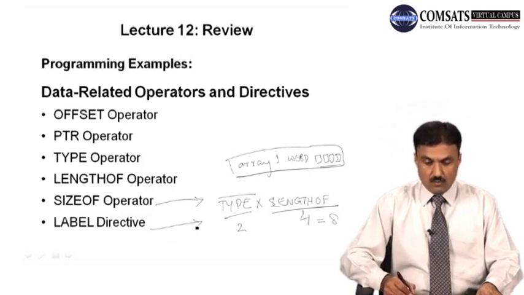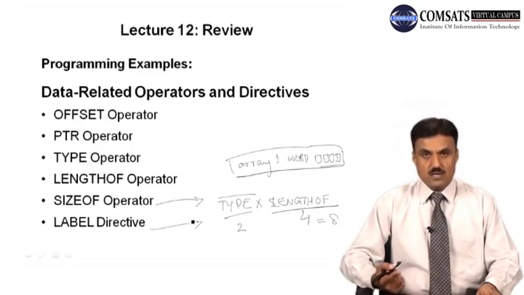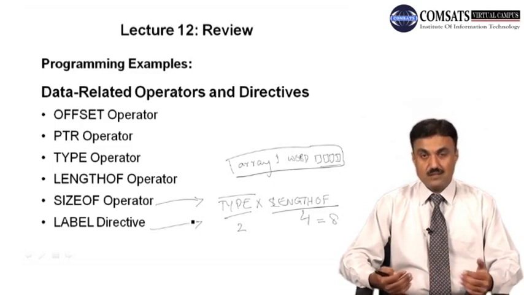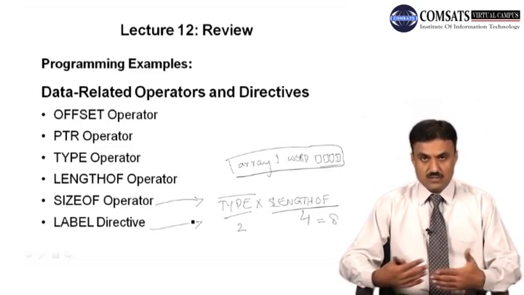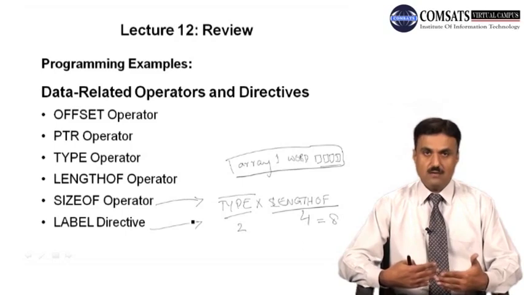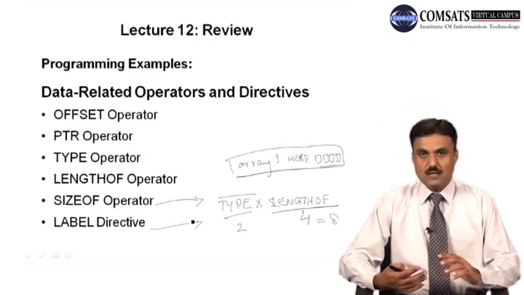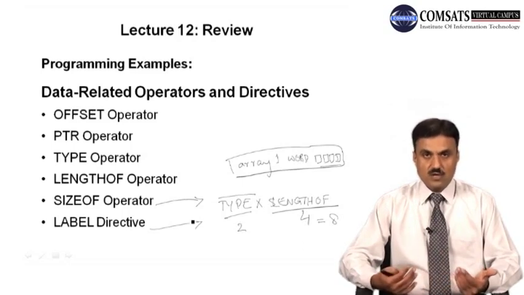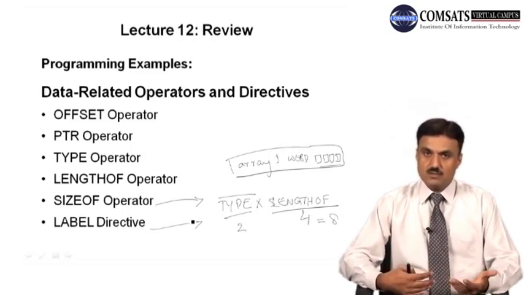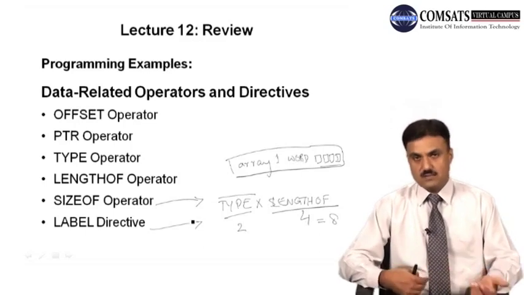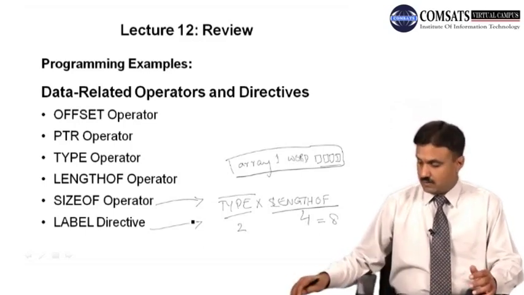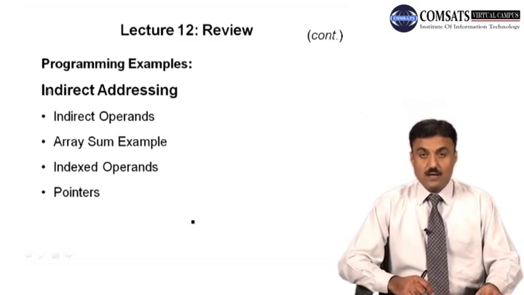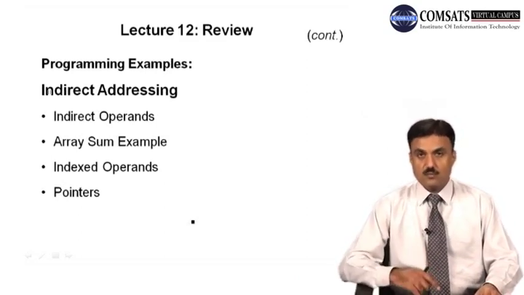Then we also saw the label operator, that we can use the label directive to access the variable or the memory location which is reserved for any variable. So we can give another name to that memory location, just like in pointers, so we can access that memory location with another name and so on. Then we also discussed indirect addressing, like indirect operands.